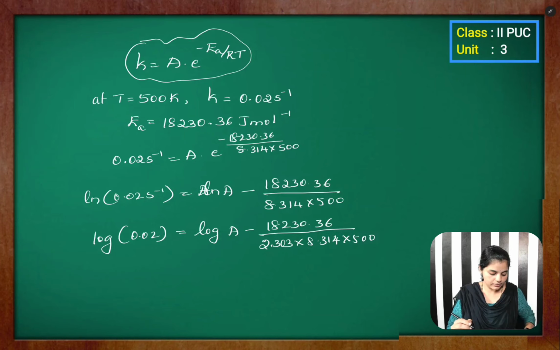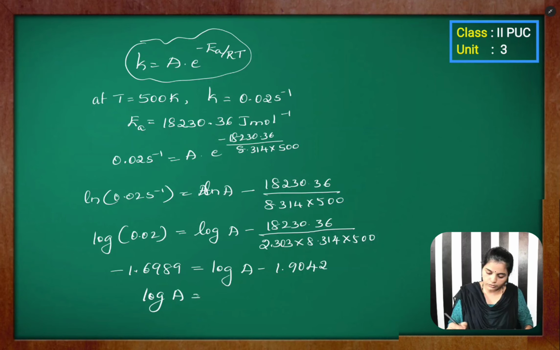Take log using log table. So it's log of 0.02, that's minus 1.6989, which is equal to log A minus 18,230.36 divided by 2.303, 8.314, 500. This is equal to 1.9042. So log A is equal to minus 1.6989 plus 1.9042.